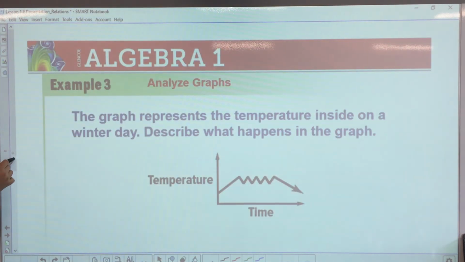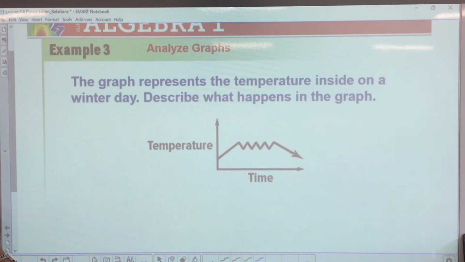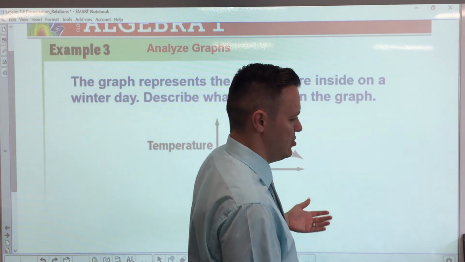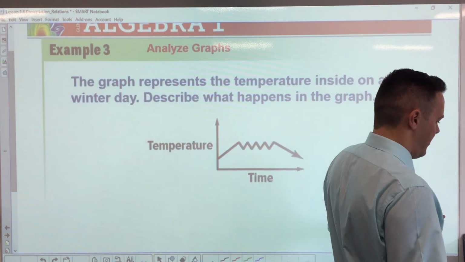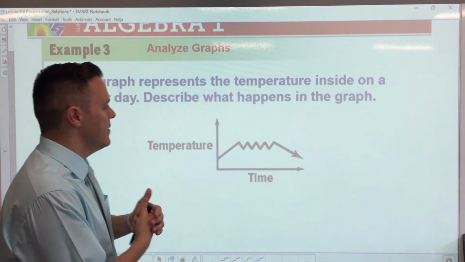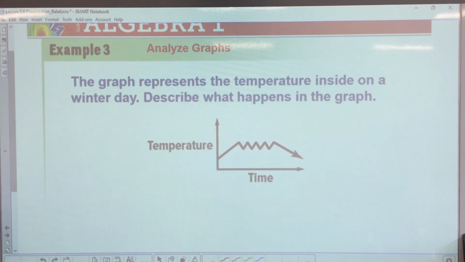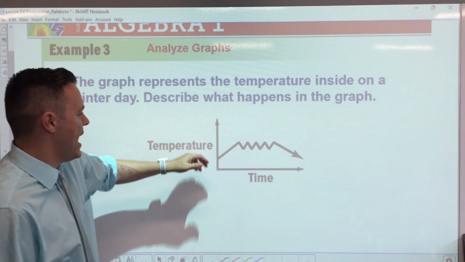All right. Now it talks about analyzing graphs. This is the last part of the lesson. If you turn to page 45, well, it's actually on the bottom of 44. Sorry, 44, it's a simple graph. The graph represents the temperature inside on a winter day. Describe what happens in the graph.